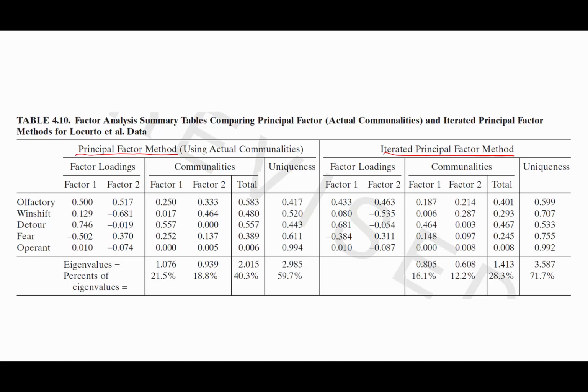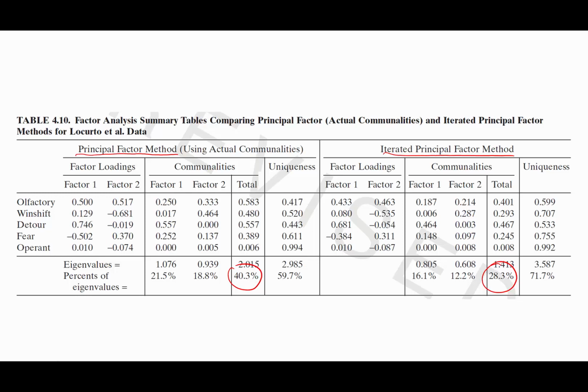Notice that when actual communalities from the principal component method are used in the diagonal rather than squared multiple correlations, we have 40.3% of the variance that's accounted for. For iterated principal factor method, it's kind of in between the principal factors on table 4.9 and the one to the left there. We have 28.3% of variance accounted for.